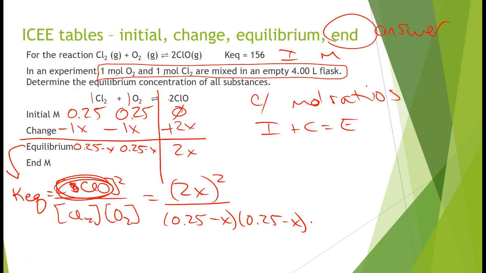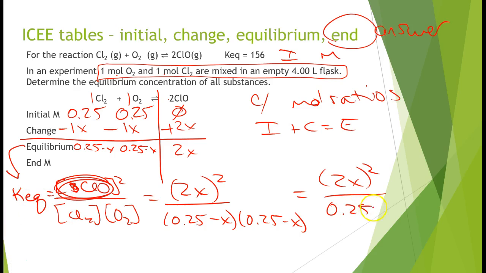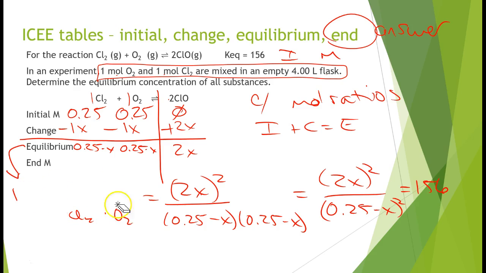Okay, so bear with me. I'm going to do a little bit of math here. And I'm going to say that equals 2x quantity squared over 0.25 minus x quantity squared. And that equals 156. Okay, so you see what I did? These two terms are the same. I multiplied them together and called them squared. And the reason I did that is because what that gives me now is a perfect square.